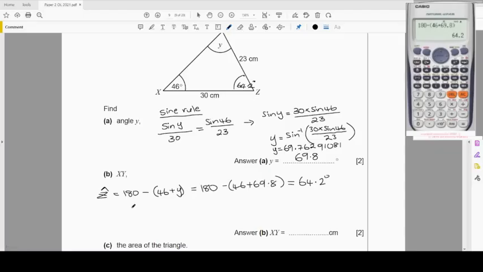So the sine rule says xy over the angle opposite xy, sine of it. So sine of 64.2. This is equal to, now use the side that is given in the question in case there was a mistake there. So you don't want to compound the mistake. This is equal to YZ, which is 23 over sine of 46. And then from here you can multiply by sine of 64.2 on both sides. So we have xy equal to 23 over sine 46 times sine of 64.2.